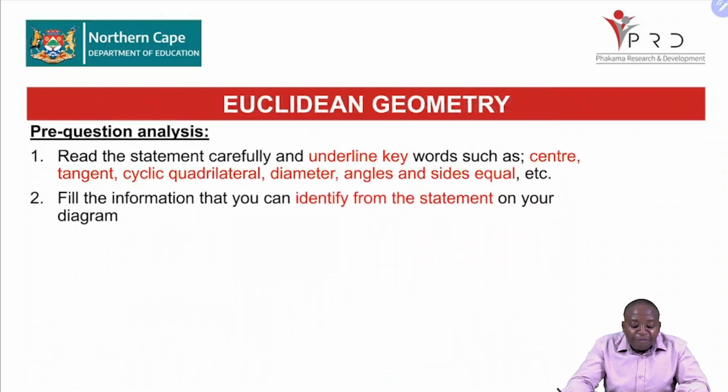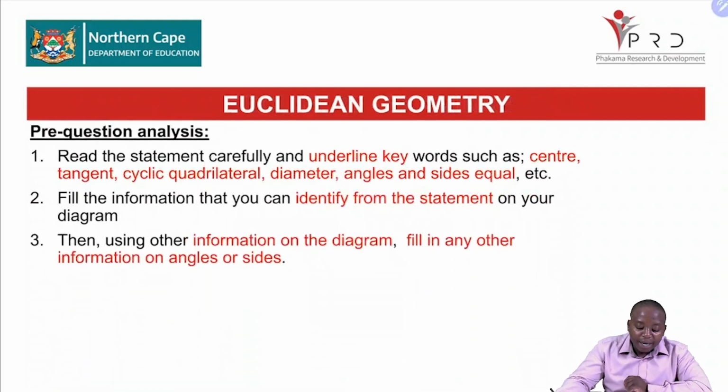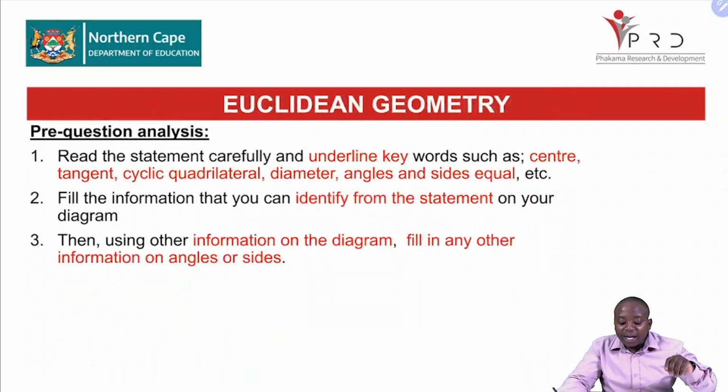Number 2, fill in the information that you can identify from the statement on your diagram. So read the statement and populate your diagram with the important information found in the statement. Number 3, then using other information on the diagram, fill in other information on angles or sides. So after you have filled in information from the statement, go through your diagram and see what connections you can make with other angles, to say which angles are alternating, which angles are equal, which angles are corresponding, and all of those things.